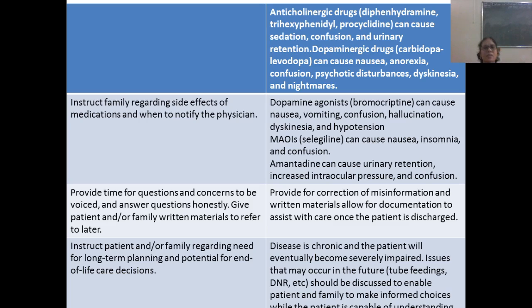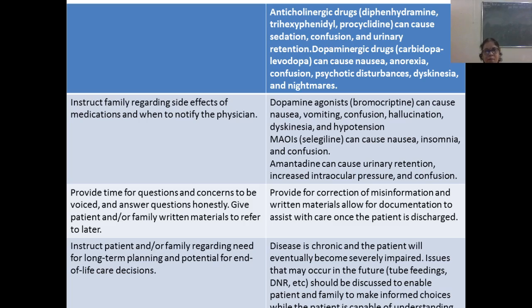Anticholinergic drugs can cause sedation, confusion, and urinary retention. Dopaminergic drugs can cause nausea, anorexia, confusion, psychotic disturbances, dyskinesia and nightmares. Next intervention is instruct patient regarding side effects of medications and when to notify the physician. Dopamine agonists can cause nausea, vomiting, confusion, hallucination, dyskinesia, and hypotension. And some MAO inhibitors like selegiline can cause nausea, insomnia, and confusion.